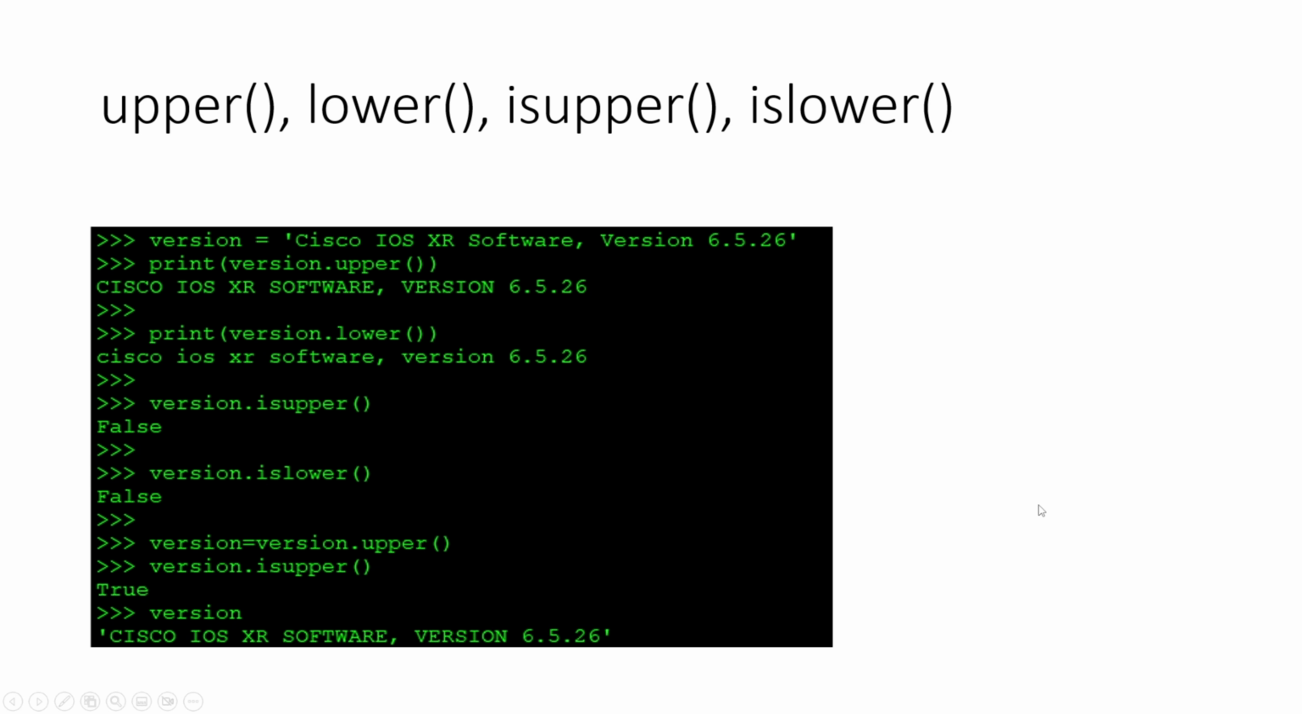We have some other functions for strings: upper, lower, isupper, and islower. The isupper and islower functions check to see if a string literal is upper or lowercase. If I want to convert something to upper, I can call the upper function, and what that does is take all text characters of a string and convert them to uppercase. If you look at the earlier example, I'm creating a variable called version, and that's a mix of upper and lowercase. Once I call the upper function, I've converted everything to uppercase.